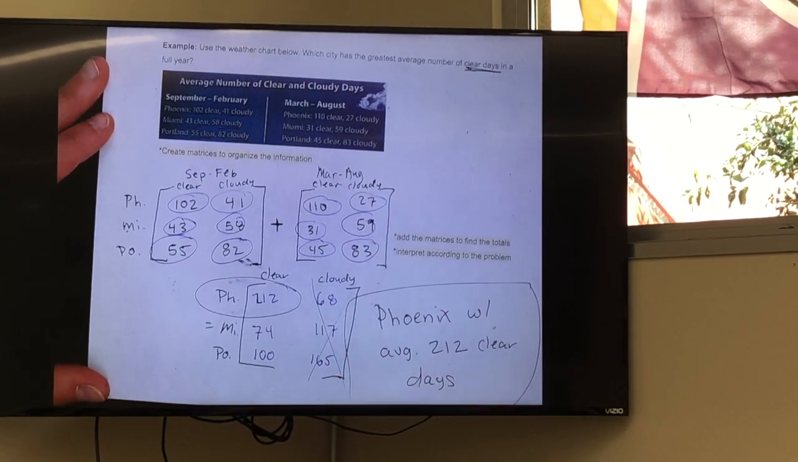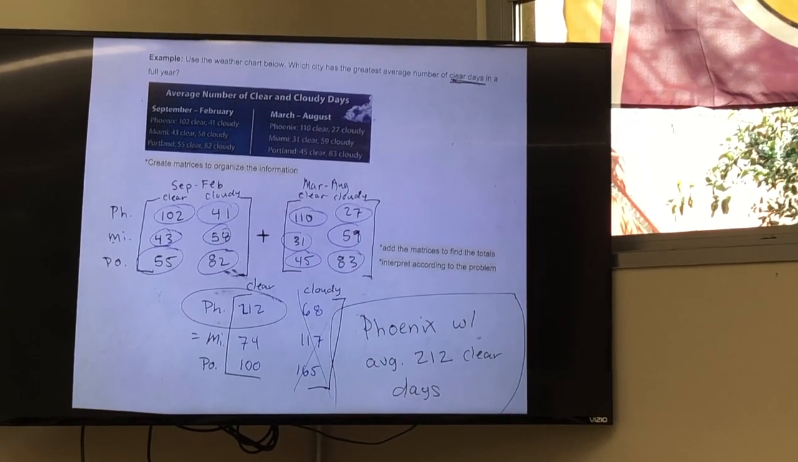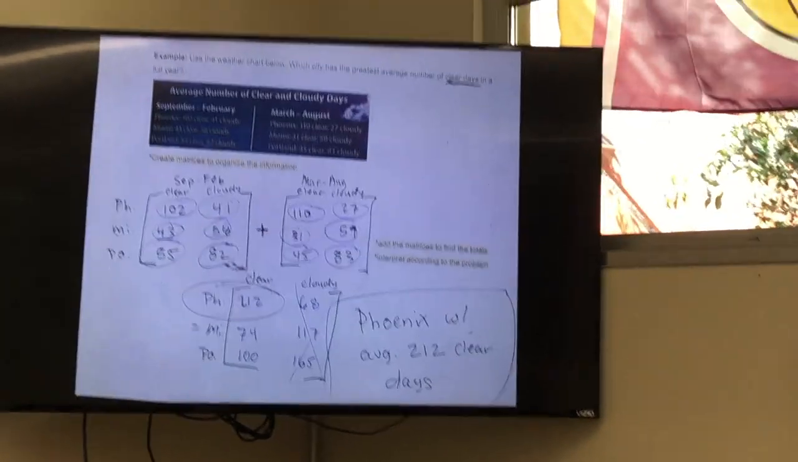So there is one word problem on your homework. Do not skip it. You're just creating the matrices from the table and then adding.